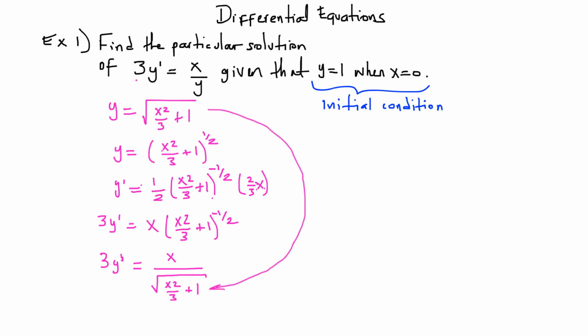Isn't the denominator exactly the same as y? It is. So in essence, 3y prime does equal x over y. And this is just me doing a double check, to make sure that you see how separating the variables, integrating both sides, and using the initial condition are the steps you need to take to solve the equation.